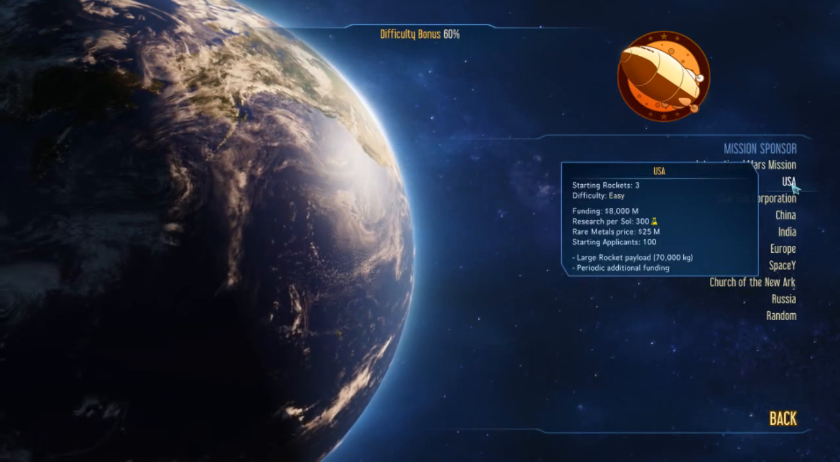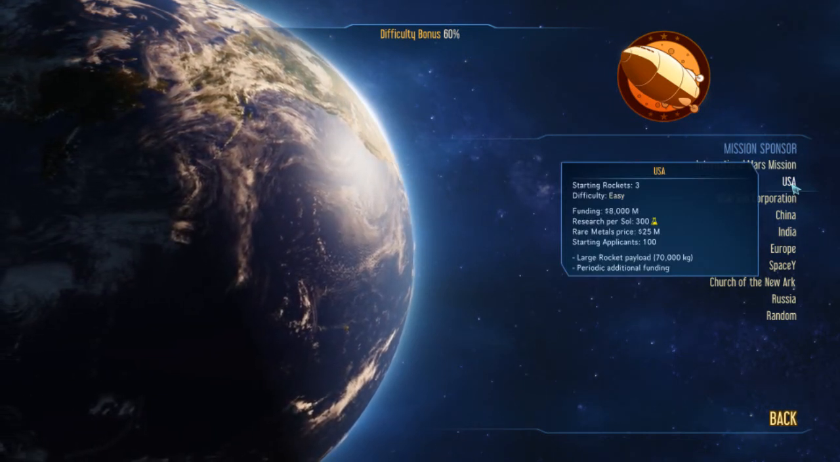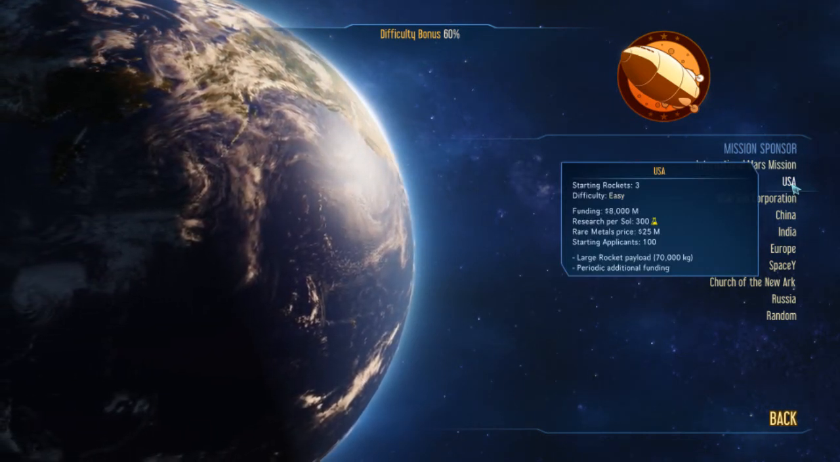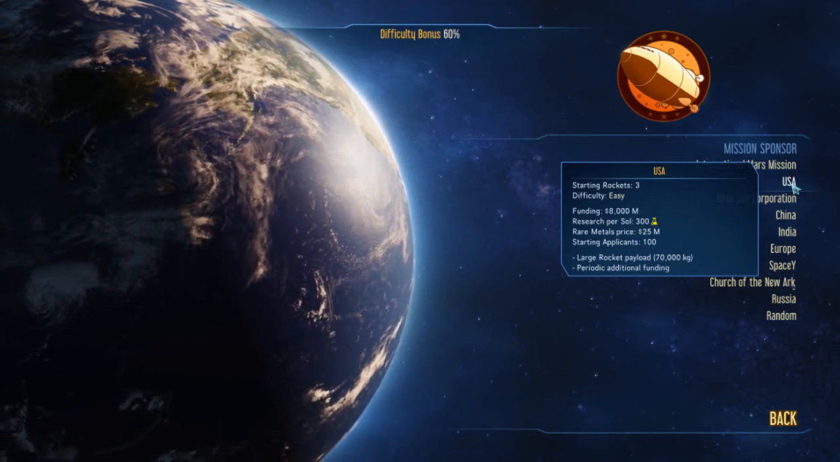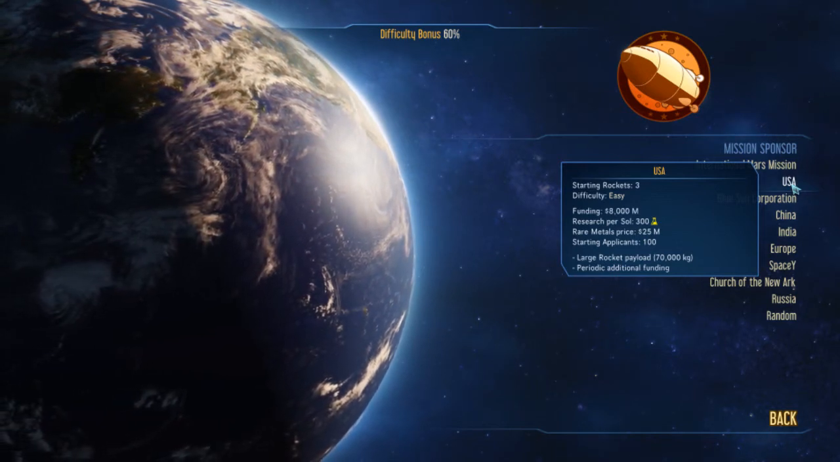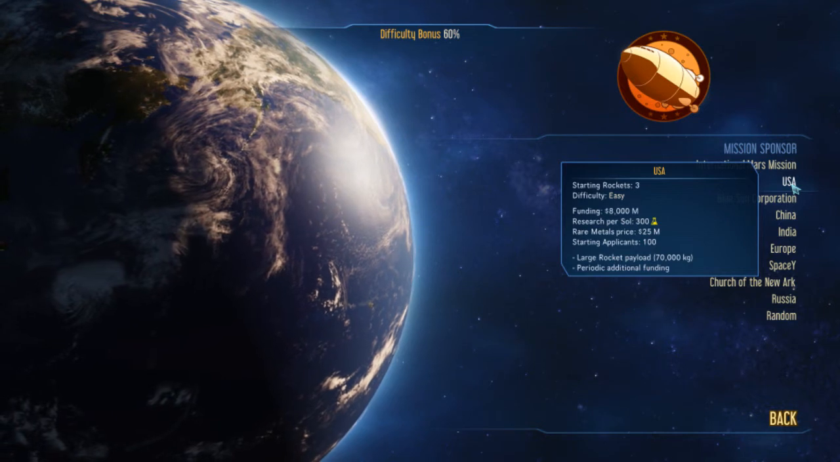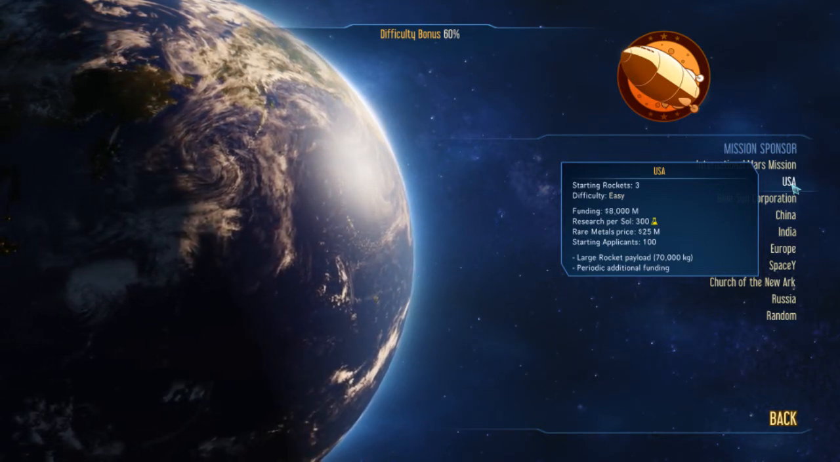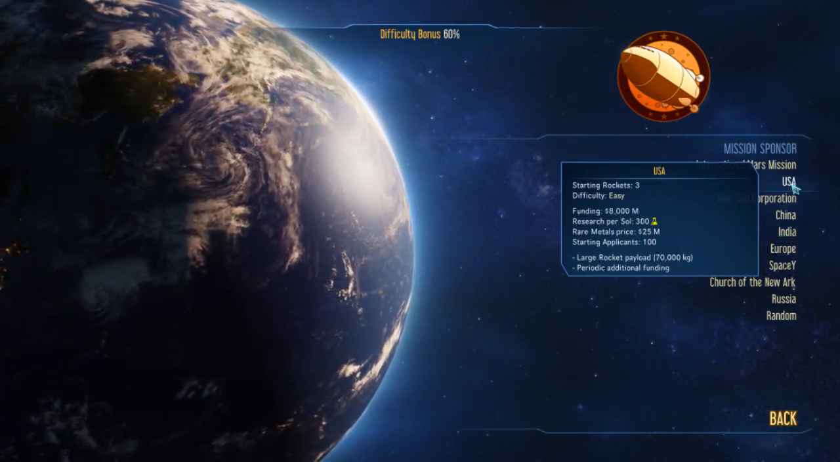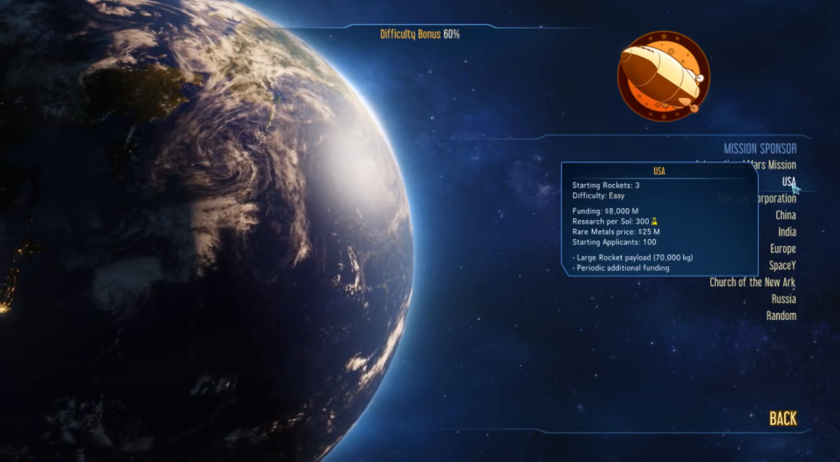Next up is the USA. These guys are sort of more standard. They start with 3 rockets, which I think is a great number of rockets. They start with $8 billion in funding, which is a pretty high amount. They start with 300 research per soul, $25 million per resource. Only 100 starting applicants, though, and they get larger rocket payloads as well.